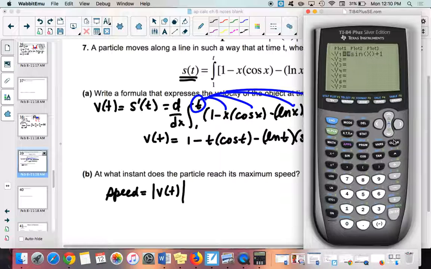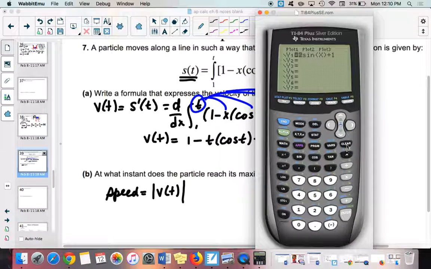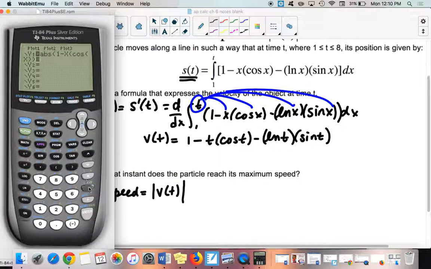Yeah, you just graph it, right? If you're finding the maximum, we go to our graph, and we plug it all in. So I'm going to do math, number, absolute value, and put 1 minus, and you don't have to use t, you can use x. That way you're not pressing alpha t every single time. That would take forever. Minus natural log of x times sine of x.